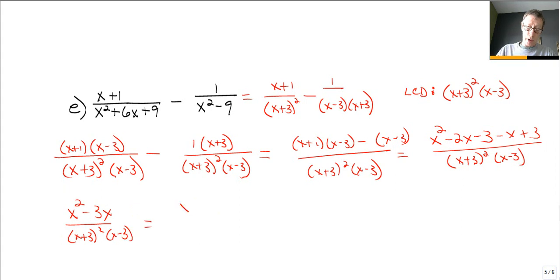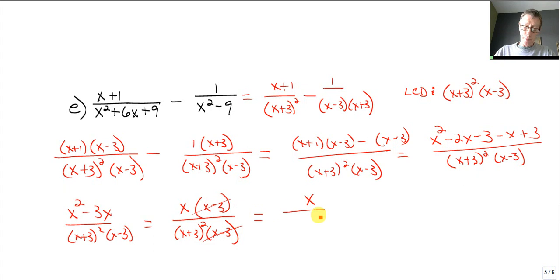Let's factor the numerator. X times x minus 3 all over x plus 3 squared, x minus 3. And now we can simplify out the terms. So what we have is an x minus 3 over x minus 3. Those are going to cancel out. And that's going to give me x all over x plus 3 squared.